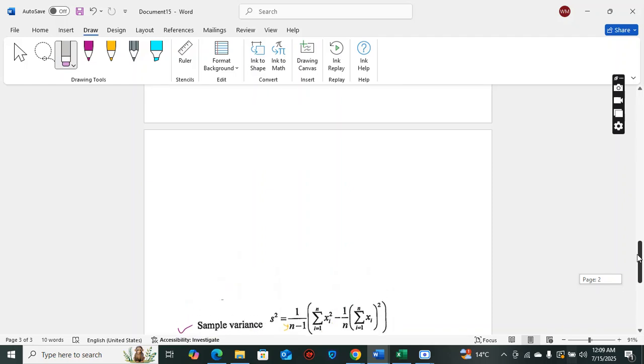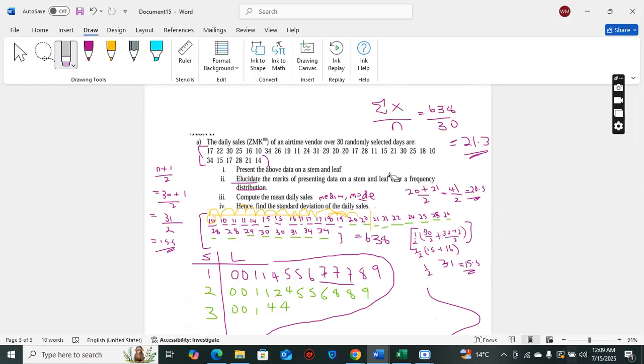And we already added the numbers. Remember, we got 638. So the hard work just comes where you have to square all these numbers.